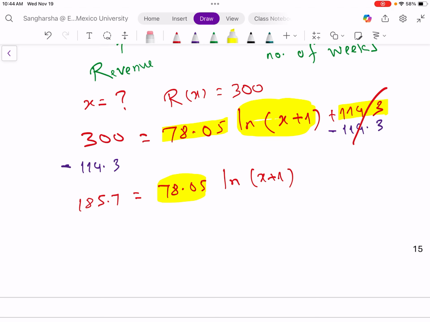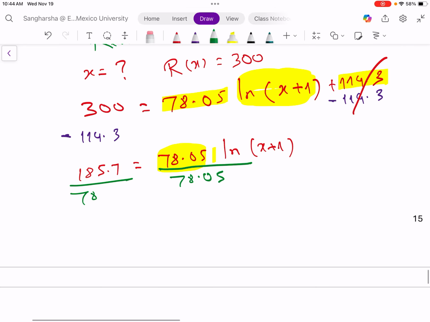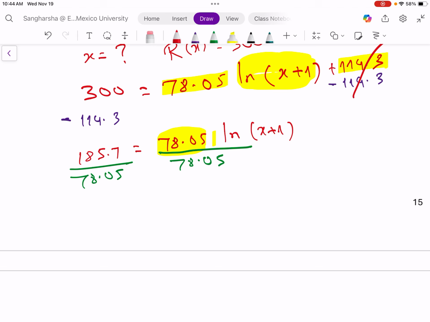Now how do we get rid of 78.05 from the log expression? Do we divide, multiply, add, subtract? We divide because we have a product here. So we divide both sides by 78.05. Now I need your help. 185.7 divided by 78.05 is 2.4, equals ln of x plus 1. Now we have one log expression and a number on one side.